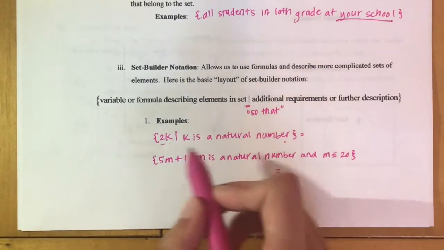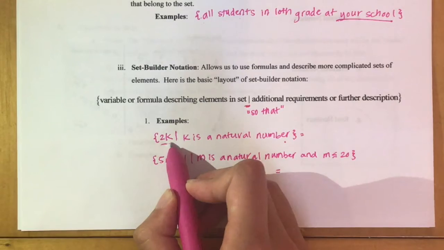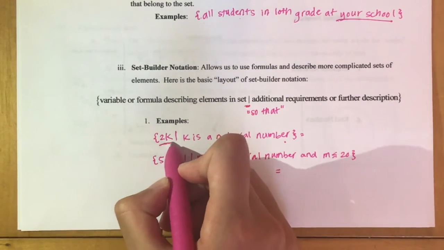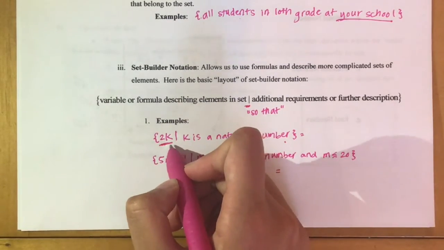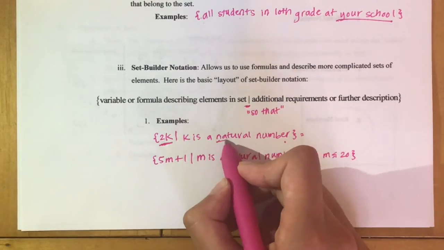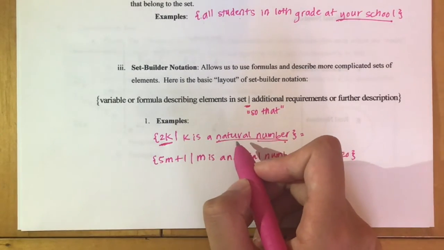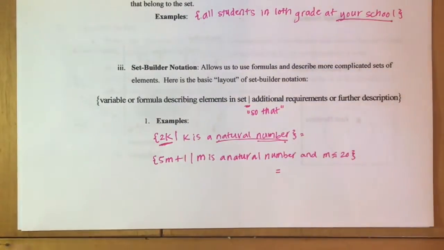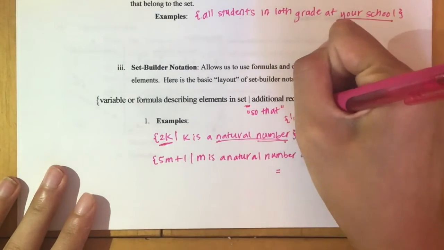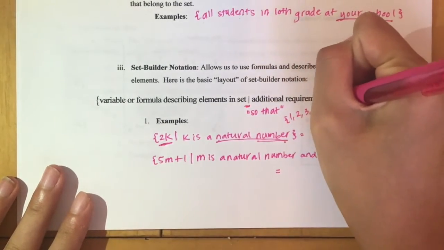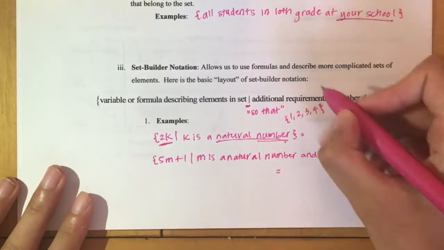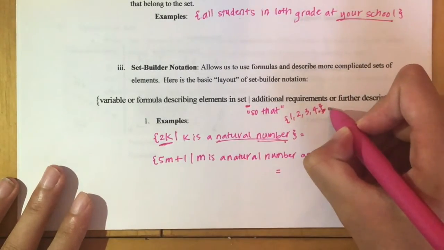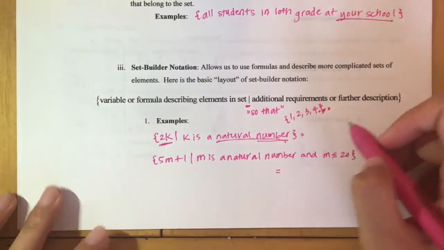So the things that would go into this set has to fit the description of 2k, so it should be an even number, and it should at the same time be a natural number. And if you don't know what a natural number is, it's basically the positive whole numbers excluding zero. So it'll be those numbers.